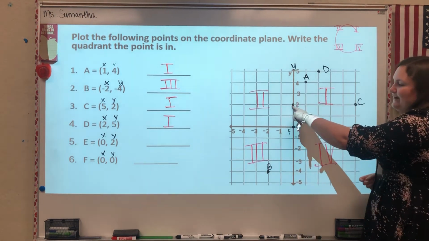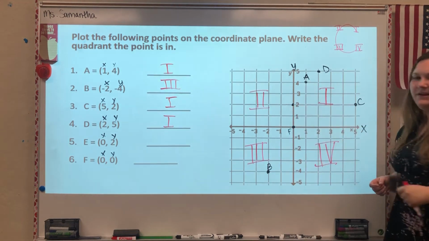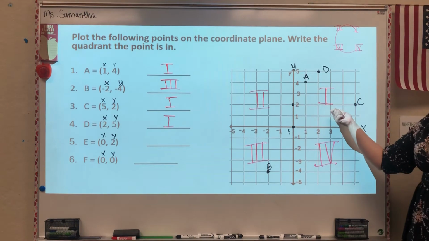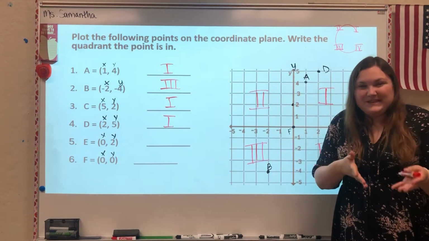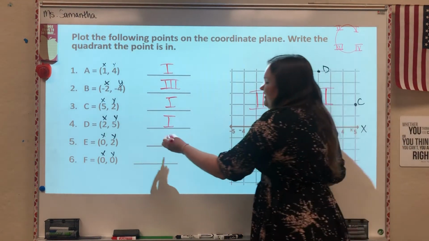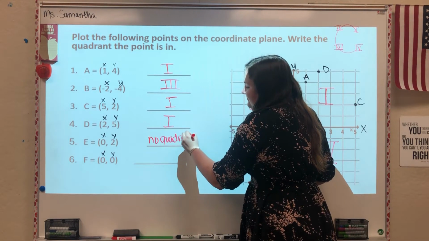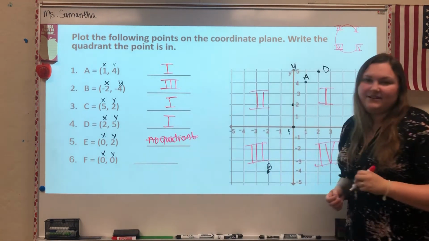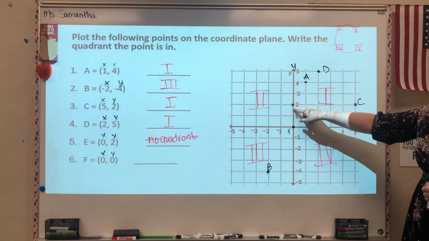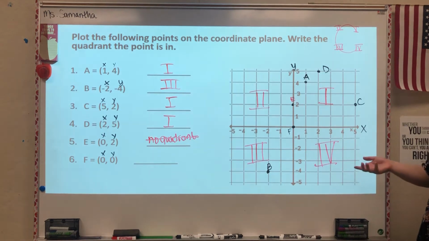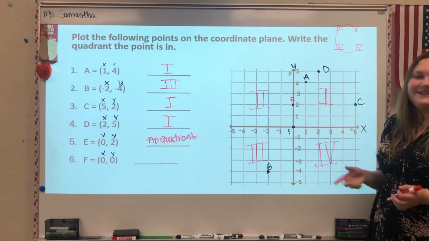The point is right here. The point is in the middle. Now if the point's in the middle, I can't say it's in quadrant 1 or quadrant 2 because it's in between them. There is no quadrant it's in. Instead, there's a different way we could describe this point. Instead of saying point E is in a quadrant, we could describe it as being somewhere else.